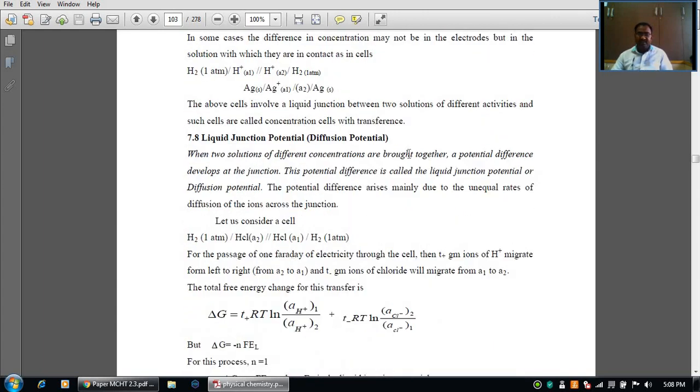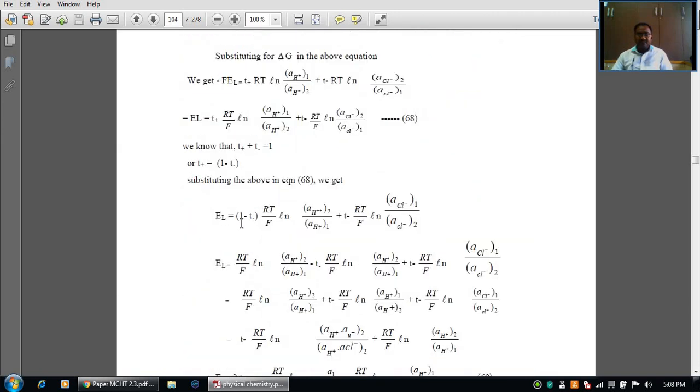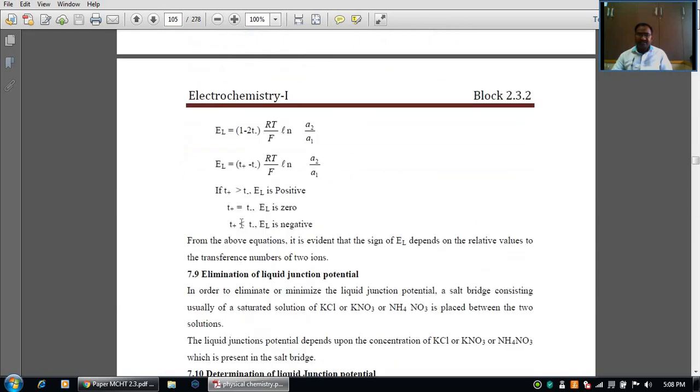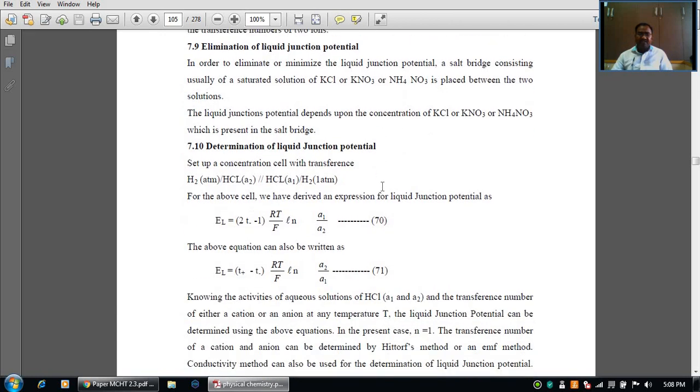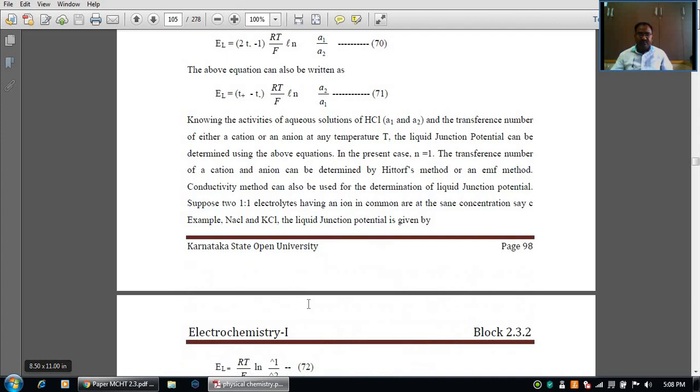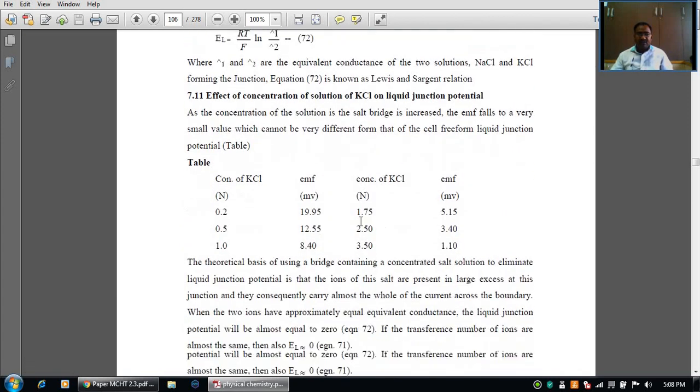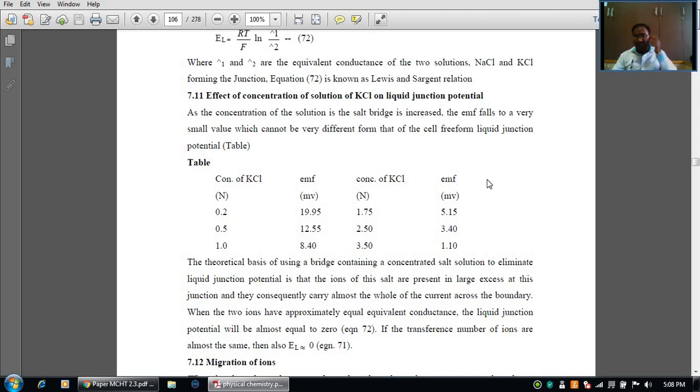The liquid junction potential or diffusion potential. This derivation is important. And elimination of liquid junction potential and determination of liquid junction potential is also important derivation. And the effect of the concentration of potassium chloride solutions on liquid junction potential.